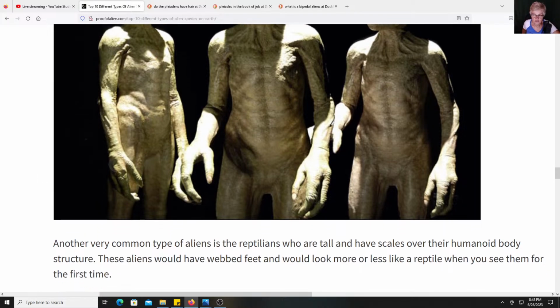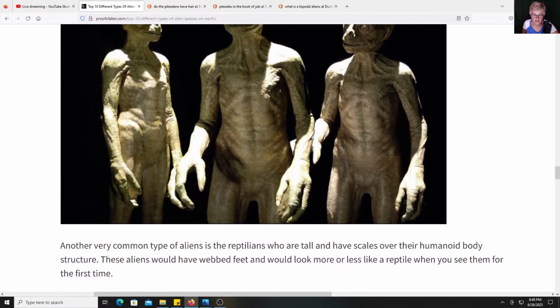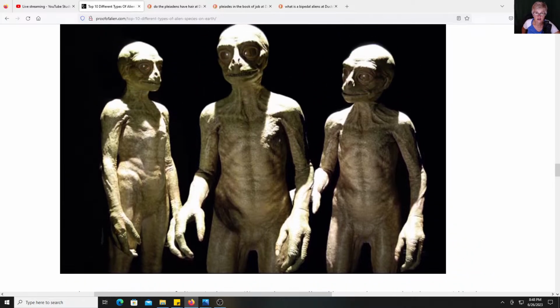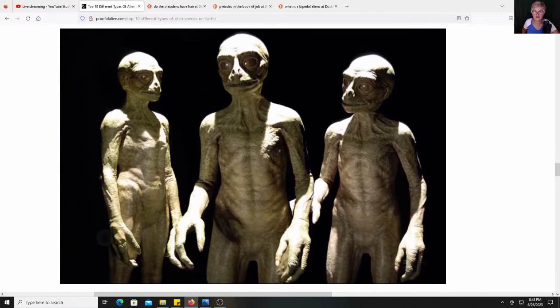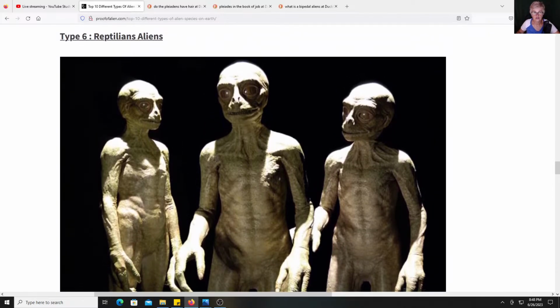Another very common type of alien is the reptilians, who are tall, and they have scales over their humanoid body structure. These aliens would have webbed feet and would look more or less like a reptile when you see them for the first time. So the reptilians, so you know what, let's look up a reptilian.